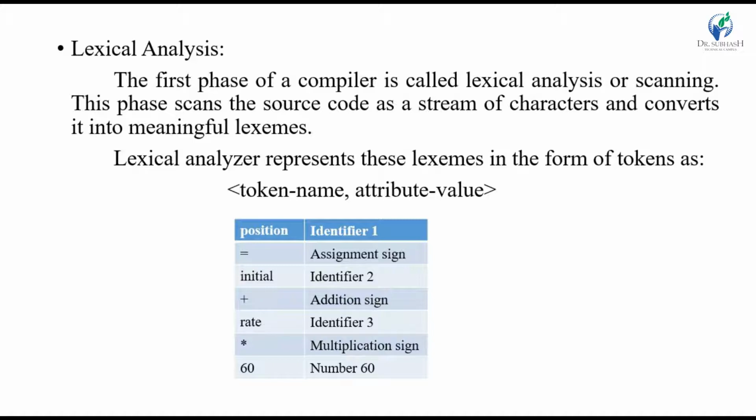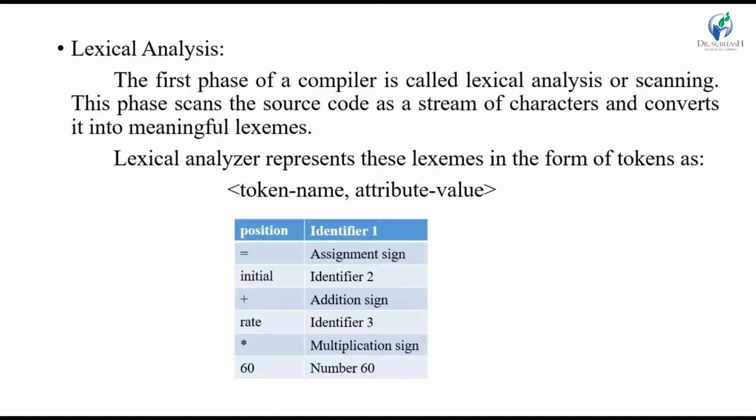Then what do you mean by pattern? A pattern is a description of the form that the lexemes of a token may take. In the case of a keyword as a token, the pattern is just the sequence of characters that form the keyword. For identifiers and some other tokens, the pattern is a more complex structure that is matched by many strings.